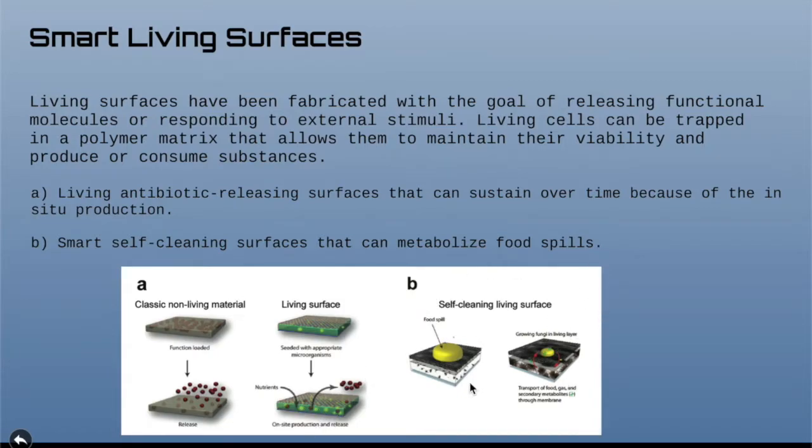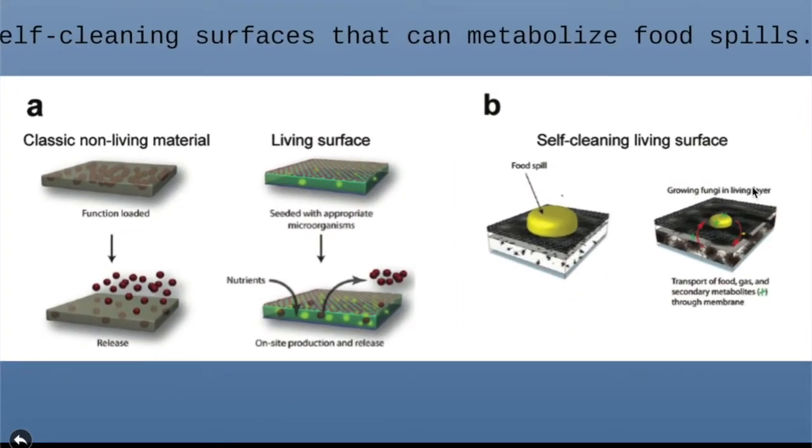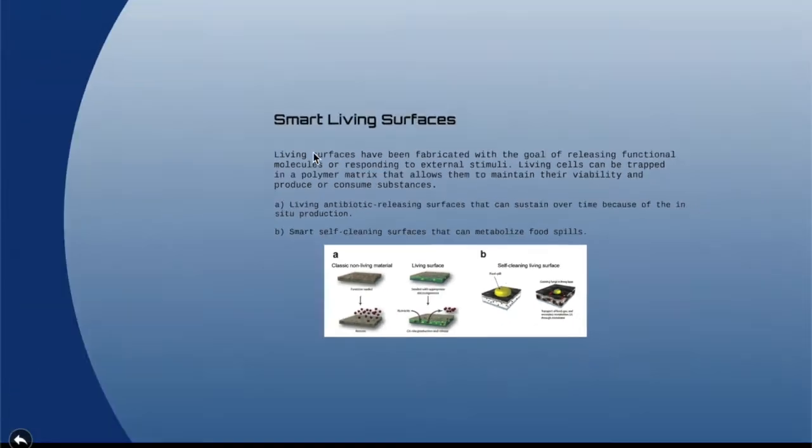And then this is the interesting part. They can also create a self-cleaning living surface, which is a surface that has, for example, fungi. So this fungi will take nutrients from the food spill. So if your food spills onto this surface, the fungi will clean this food spill, and it will basically be their food. So that's the living surface.